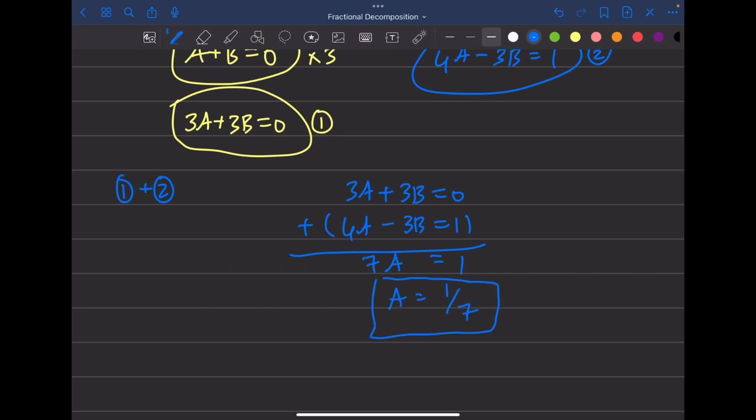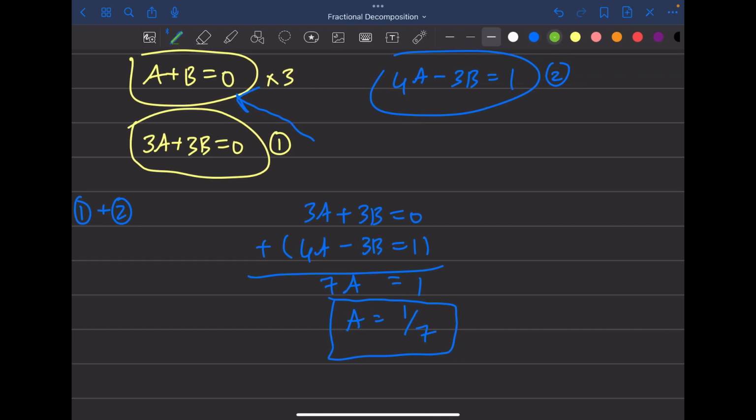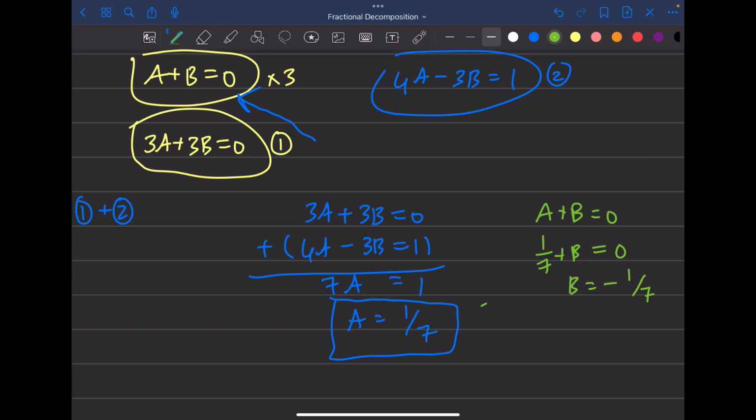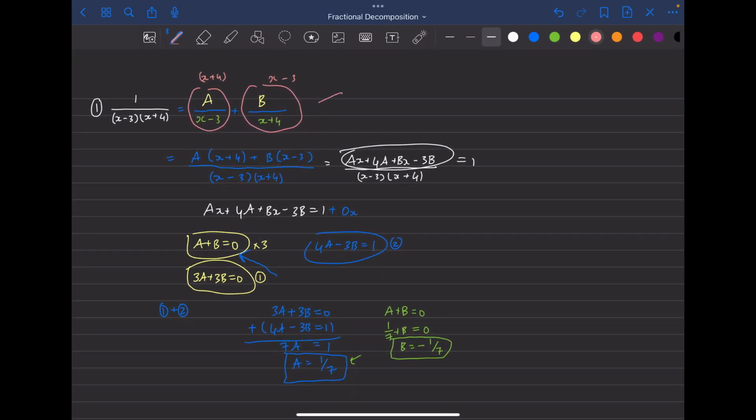So yeah, now we have a. Let's use any of these equations, either one, it doesn't matter. We can even use the original one because this is the simplest one so far. So if a plus b is 0, and you know that a is 1 over 7, so 1 over 7 plus b is equal to 0, b is going to be equal to negative 1 over 7. And we're done. We found what a was, and now we have b. Now let's go back to the original equation. So we had this here. I'm going to erase the pink notes.